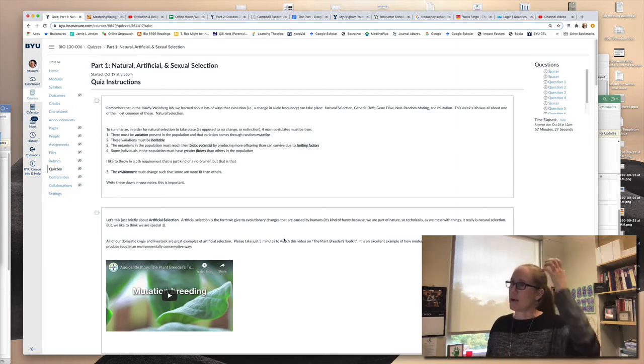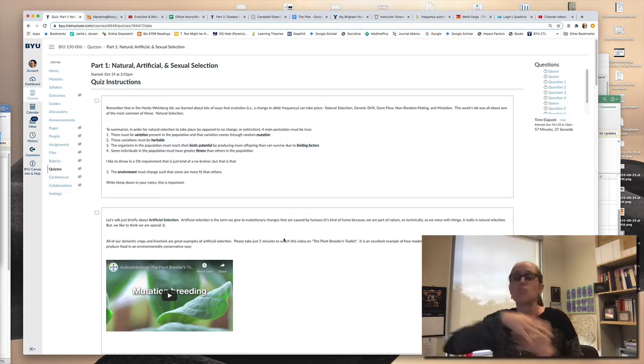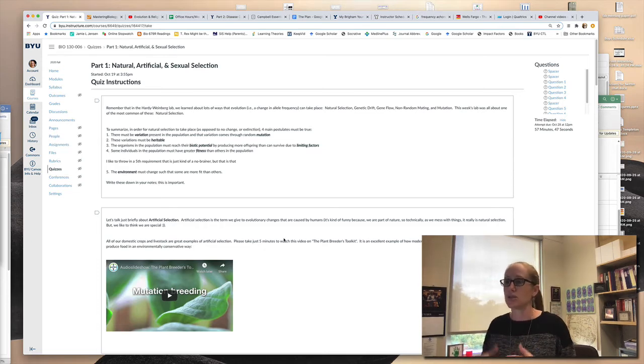In order for that to occur, you have to have all this variation already present in the population, like we talked about. It has to be heritable, and there have to be more organisms alive than can survive, so that there will be limiting factors, and some will be selected for and some will be selected against. There have to be differences in fitness in the organisms so that only some survive.